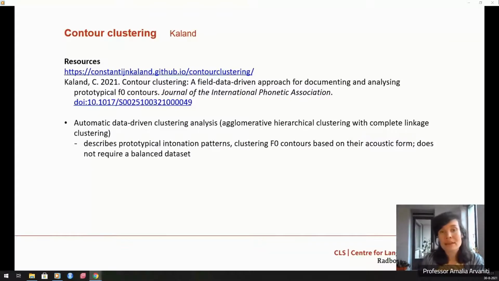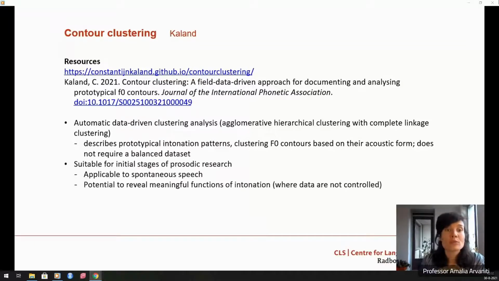This method is an automatic data-driven clustering analysis which can be used to describe prototypical intonation patterns. F0 contours are clustered based on their acoustic form, and this method can be used on data that is not balanced across categories. This might mean that you don't have an even sample of two different pitch accent categories, but indeed this can be useful if you don't even know what the categories are yet. It's suitable to be used in the initial stages of analysis.